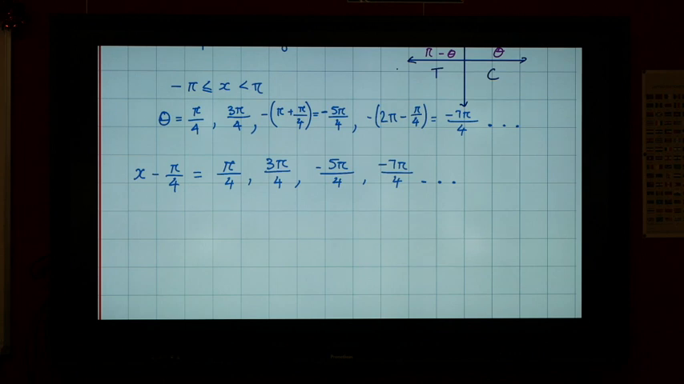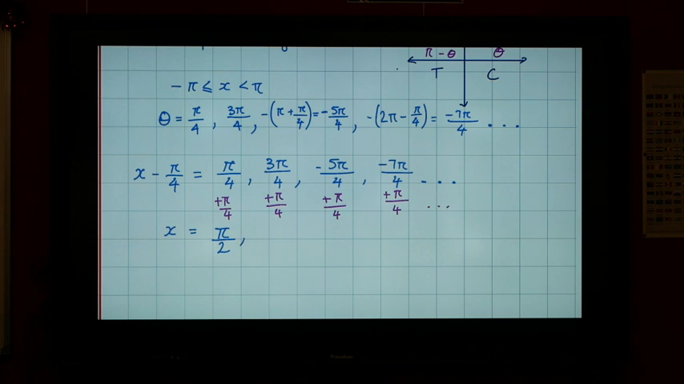Cool. So if we add pi on 4 to every potential solution we have, that's going to get us just the value of x. Agreed? Well, pi on 4 plus pi on 4 becomes 2 pi on 4, which becomes pi on 2, just using our fraction skills.